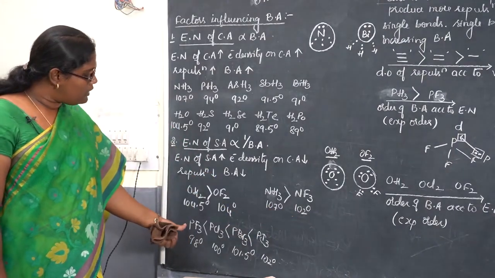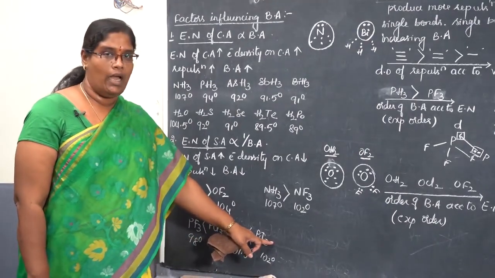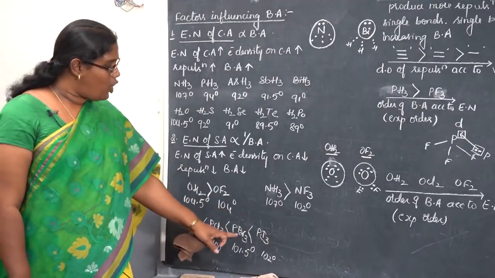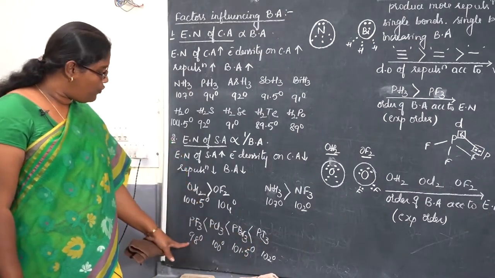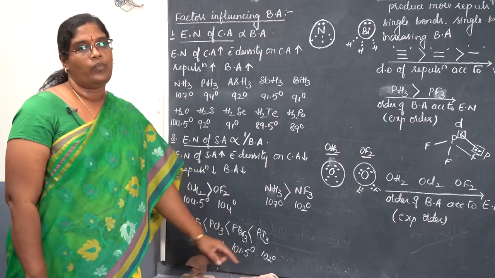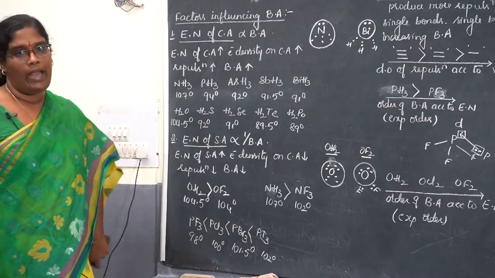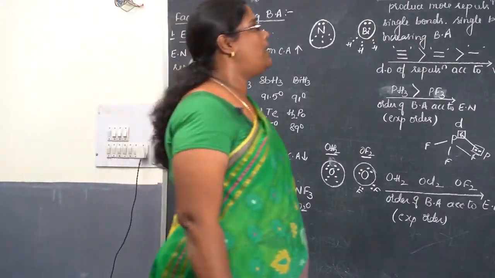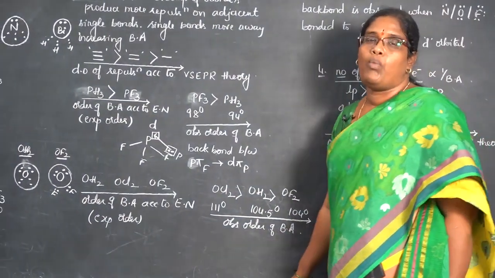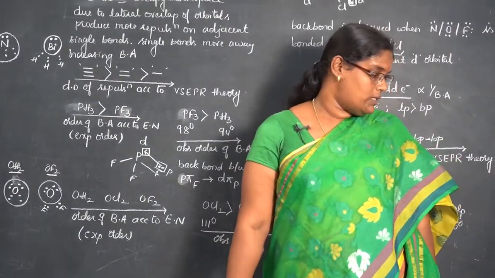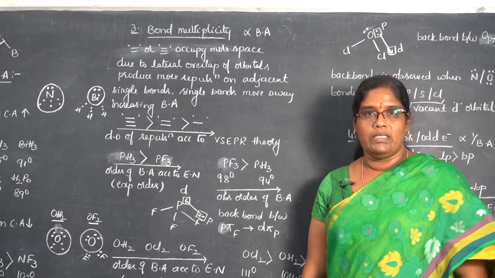And as you move from the trihalides of phosphorus, phosphorus trifluoride to phosphorus triiodide, the electronegativity of the surrounding atom, from fluorine to iodine, is decreasing, therefore the bond angles are increasing. Electronegativity of the surrounding atom is inversely proportional to bond angle. The third factor is bond multiplicity. How do we exactly define bond multiplicity? The number of bonds between the atoms in a molecule. We call it bond multiplicity.